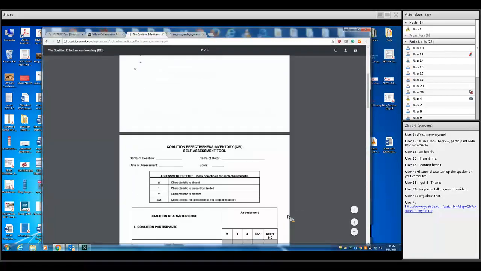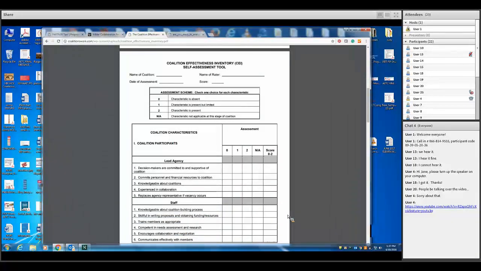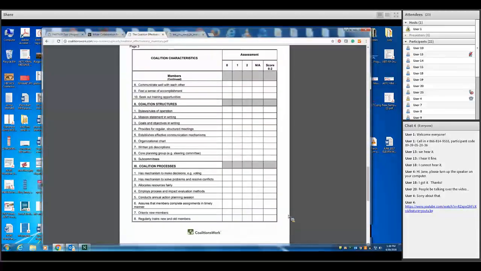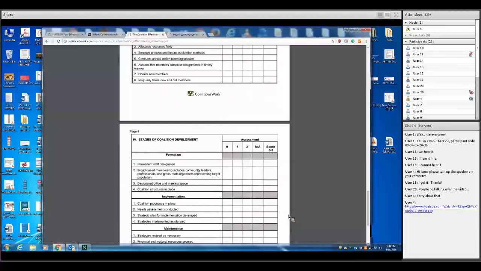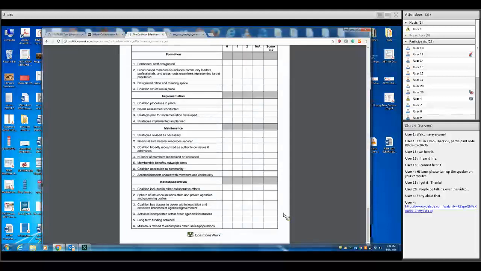And then the rest of the tool is actually quantifiable based on an assessment score, looking at both the staff as well as the leaders of the coalition in terms of their effectiveness and whether or not certain characteristics are absent or present, both from the membership as well as the leadership level, and the structure and the processes of the coalition, and also the stages of coalition development, formation through institutionalization, and replicability of the outcomes within other jurisdictions of successful outcomes and successful interventions.